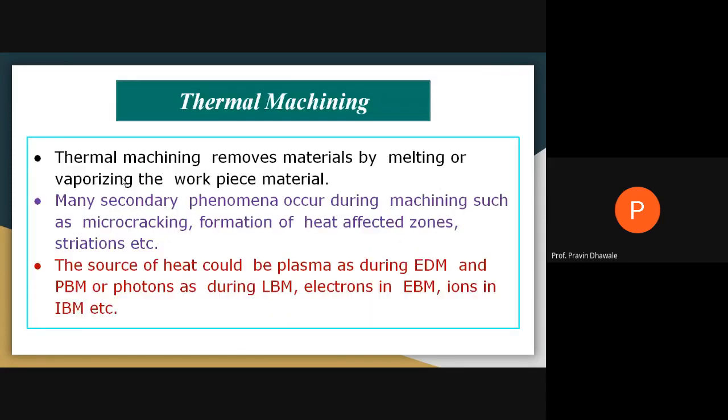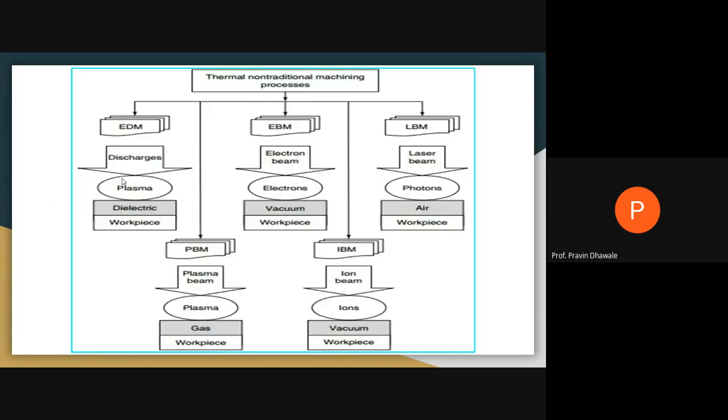Next, thermal machining process. This diagram will clear your concept of how material is to be removed by using the thermal energy based non-traditional, non-conventional or advanced machining process. In which type of processes do we require the thermal energy or heat energy? The first type is EDM, electric discharge machining.